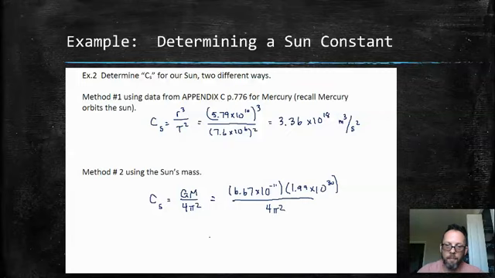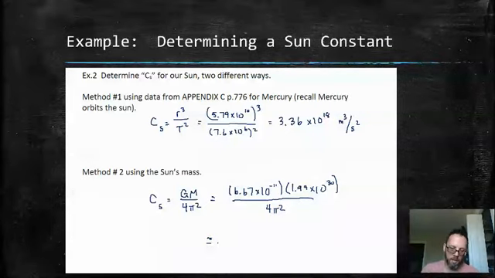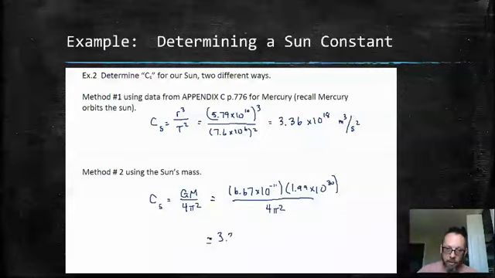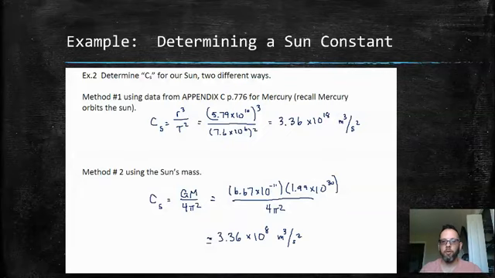Over 4 pi squared. And we should get something pretty similar. Might be a little different because Mercury's orbit is more of an ellipse than most other planets anyway. 6.67 times 10 to the negative 11 times 1.99 times 10 to the 30, divided by 4 pi squared. Well, it actually did a bang-on job. 3.36 times 10 to the 18, and the units are the same, meters cubed per second squared. So that's pretty cool.